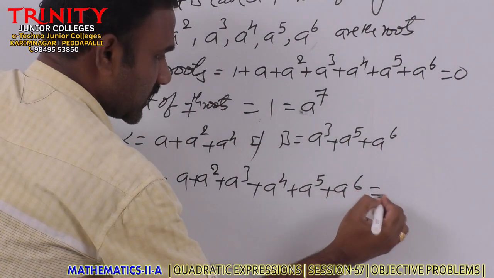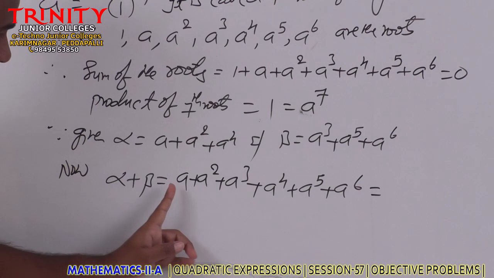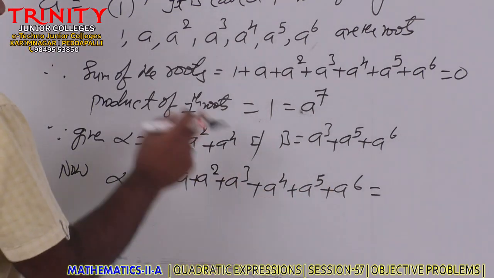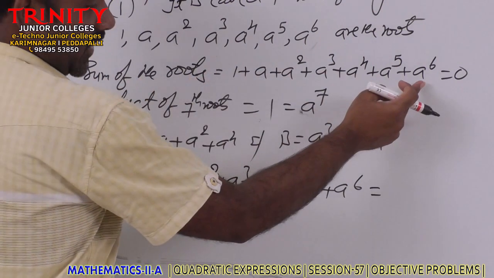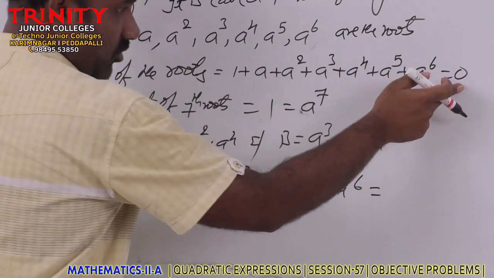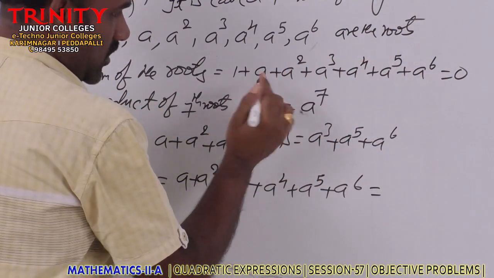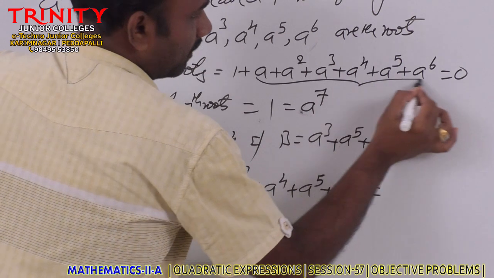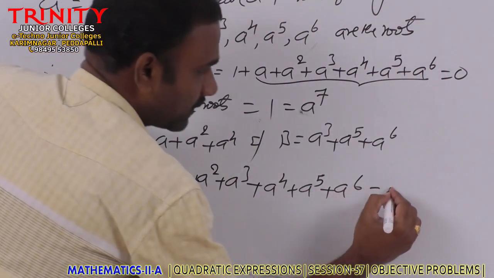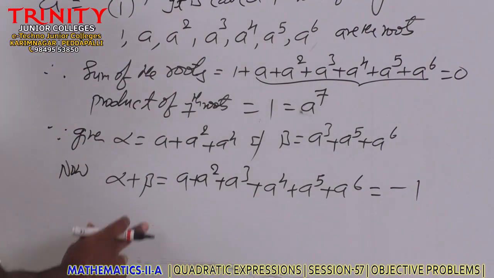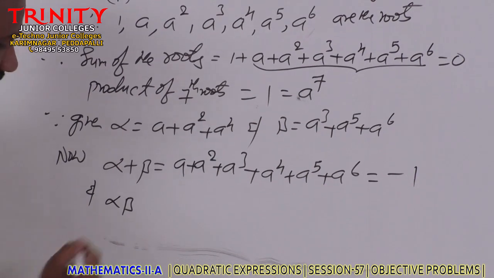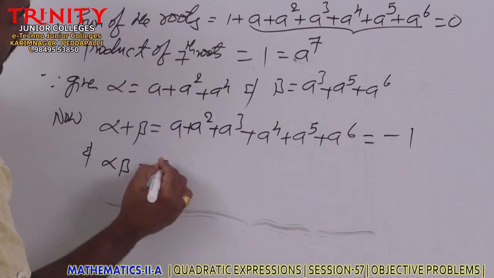Now alpha plus beta is equal to a plus a square plus a cube plus a power 4 plus a power 5 plus a power 6. From the sum of the roots, a power 6, a power 5, a power 4, a cube, a square, a plus 1 is equal to 0. Therefore, from this part, its value is equivalent to minus 1. That is the alpha plus beta value.